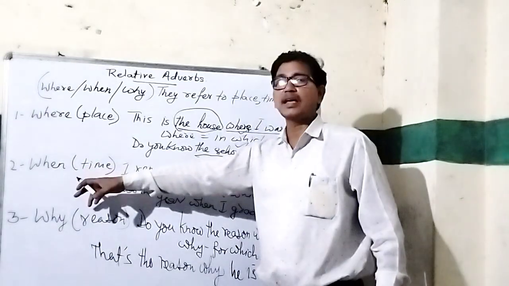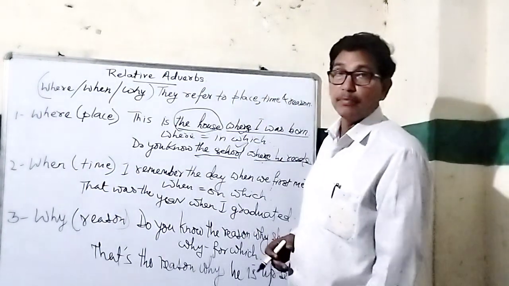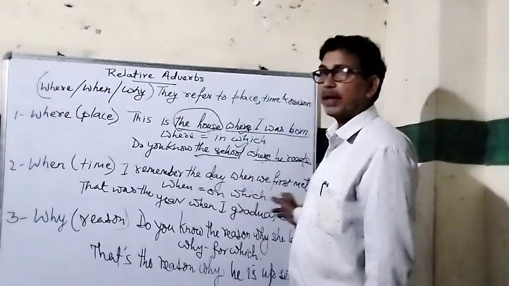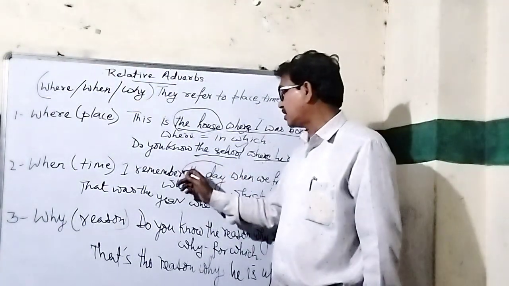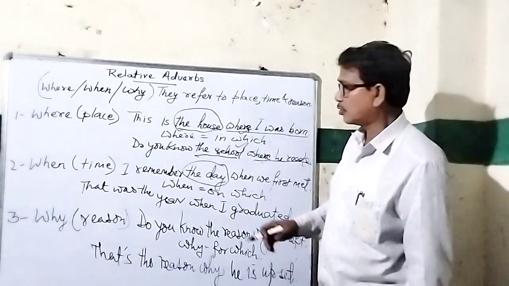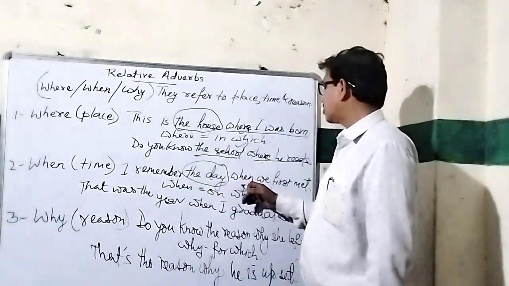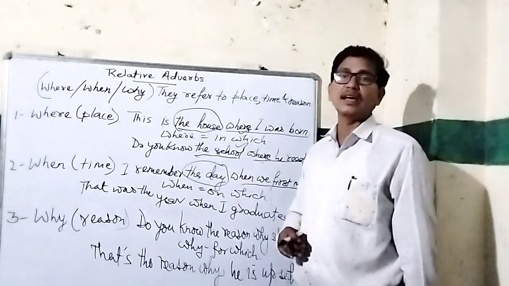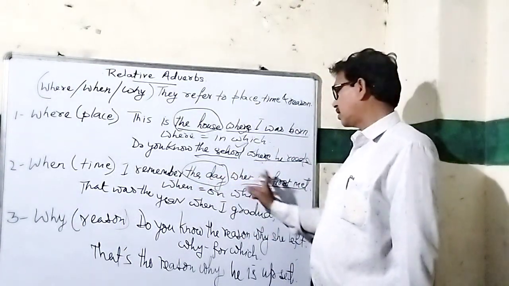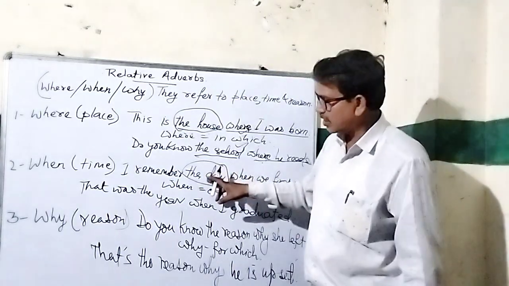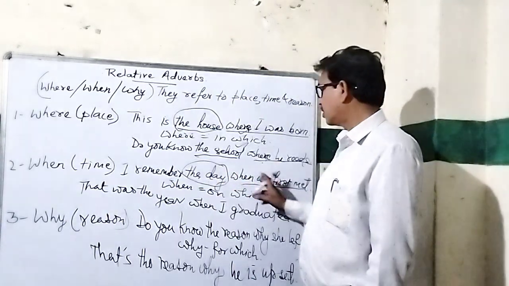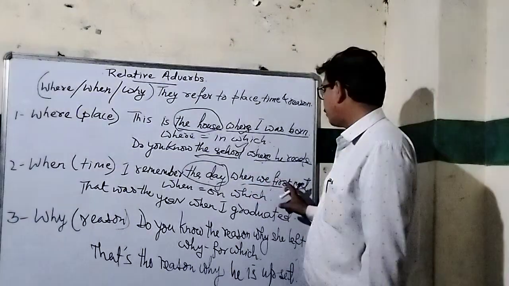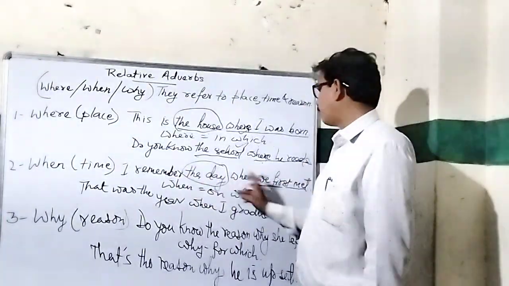Now the second example, when refers to time. When means time. I remember the day when we first met. I remember the day, this antecedent, the day. Again this clause is talking about this day. So this is the antecedent. The antecedent is the word about which the next clause is indicating something, and the relative adverb introduces that clause. So when we first met. So I remember the day when we first met.